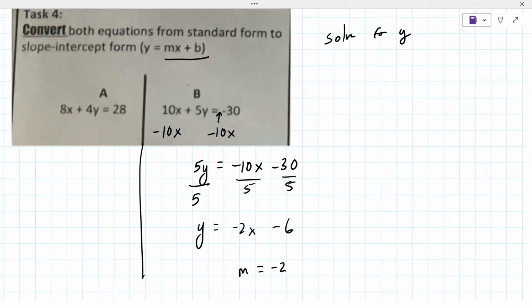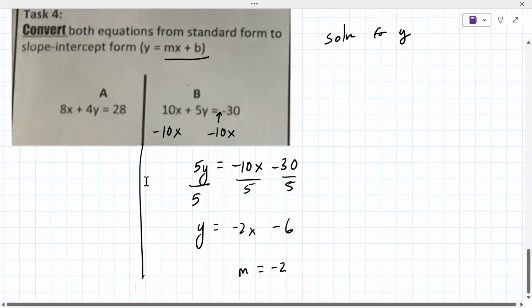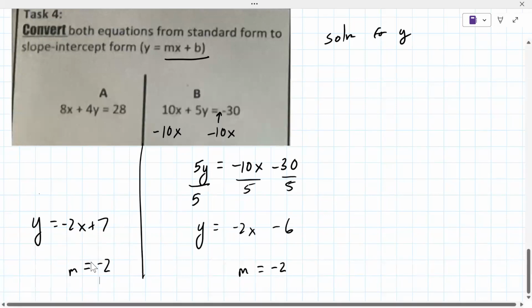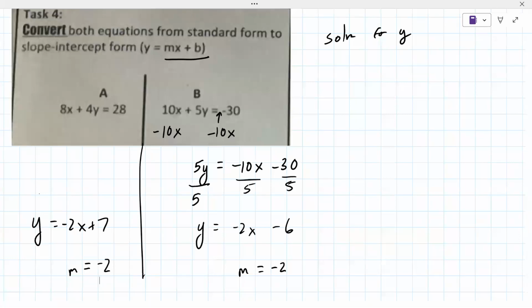What did you get? I get minus 2x plus 7. Okay, I agree. So y equals minus 2x plus 7. What is the slope? Minus 2. So these are parallel, but not just because they have the same slope. They're parallel because they have the same slope and different b values. That's key because they could potentially be the same line.